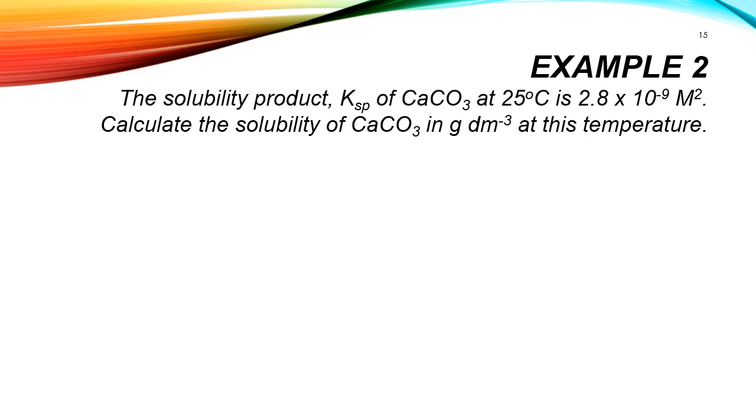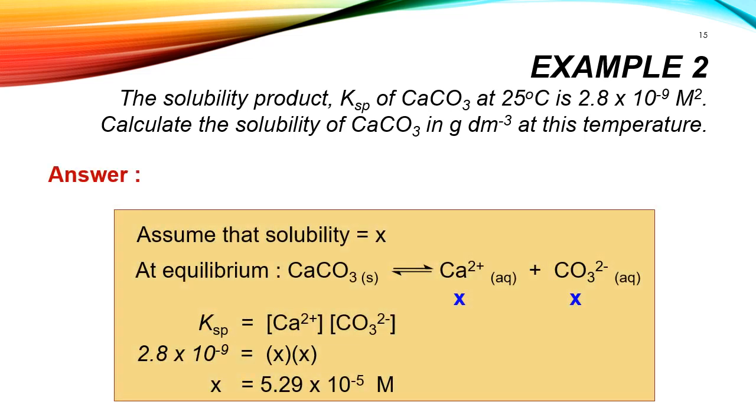Now, let's take a look at example number 2. The solubility product or Ksp of calcium carbonate at 25 degrees Celsius is given as 2.8 × 10^-9. Calculate the solubility of calcium carbonate in gram per dm cube at this temperature. To answer this question, first, let's assume that solubility is equal to X. Writing the solubility equilibrium expression, calcium carbonate solid will dissolve to form calcium 2 plus ions and carbonate ions.